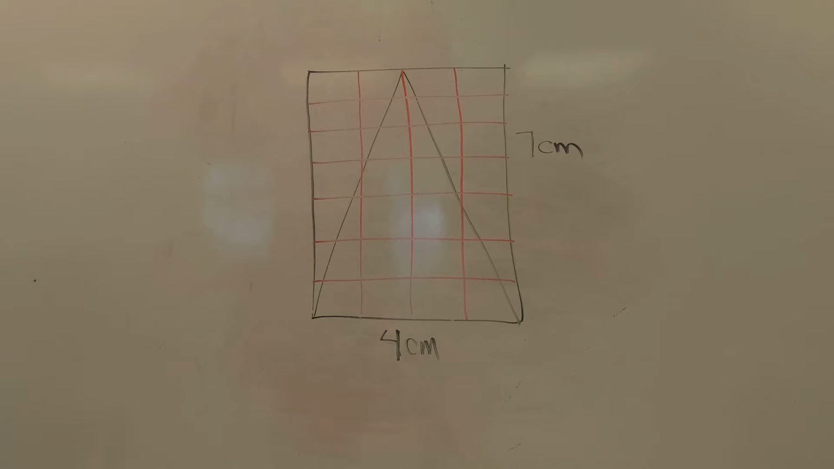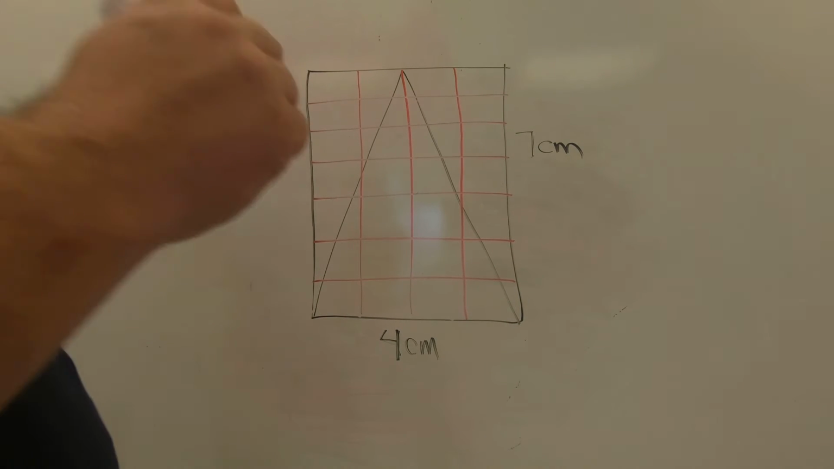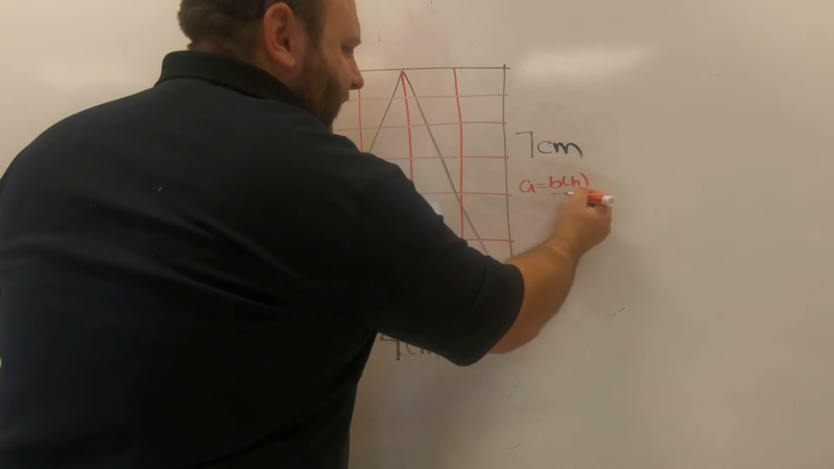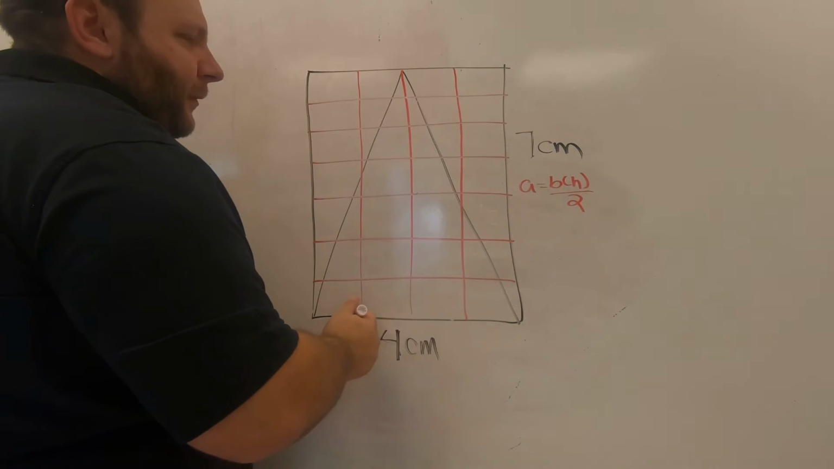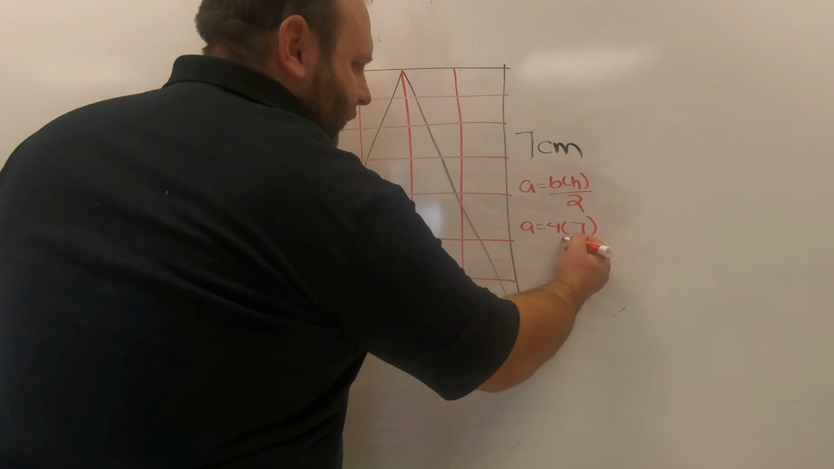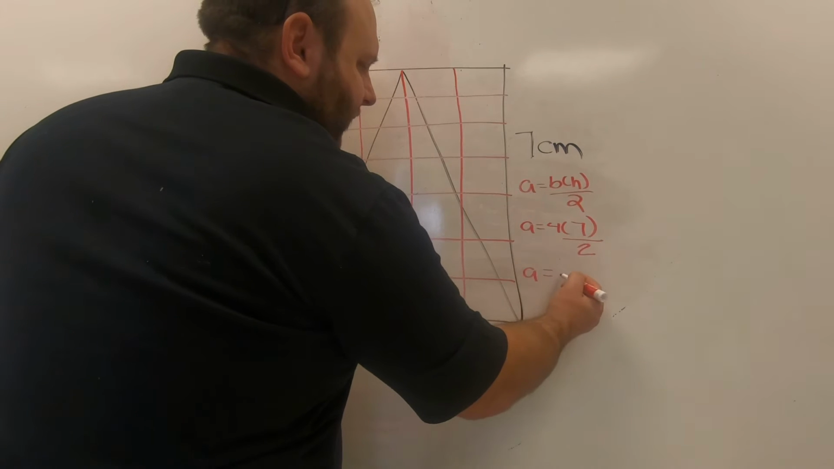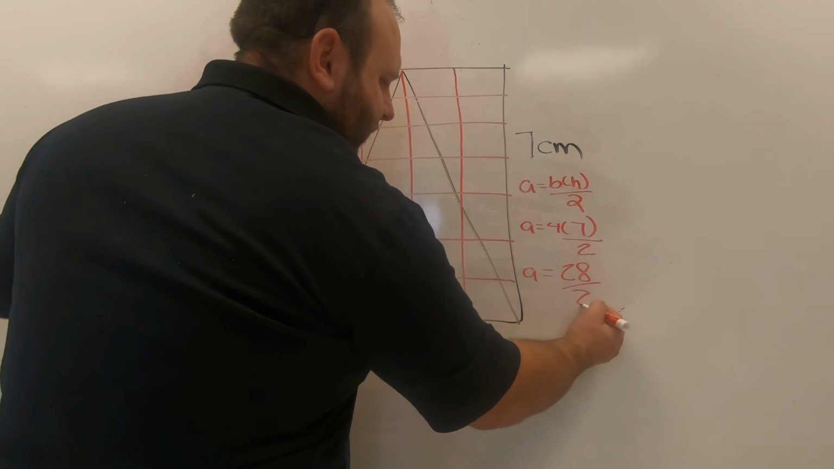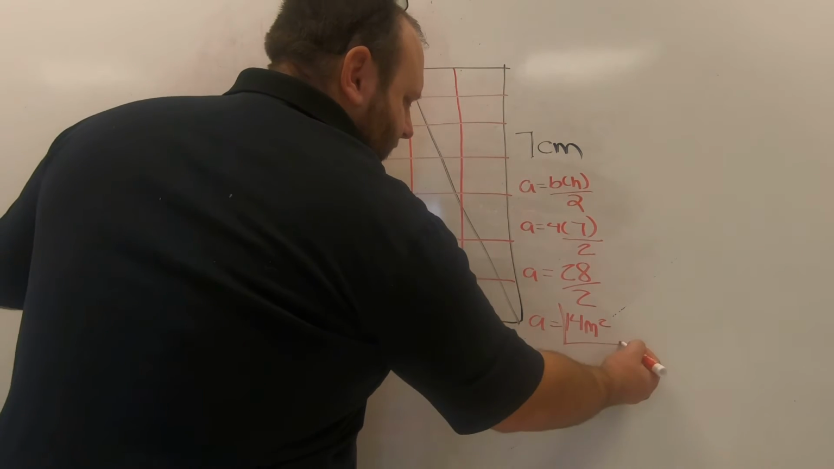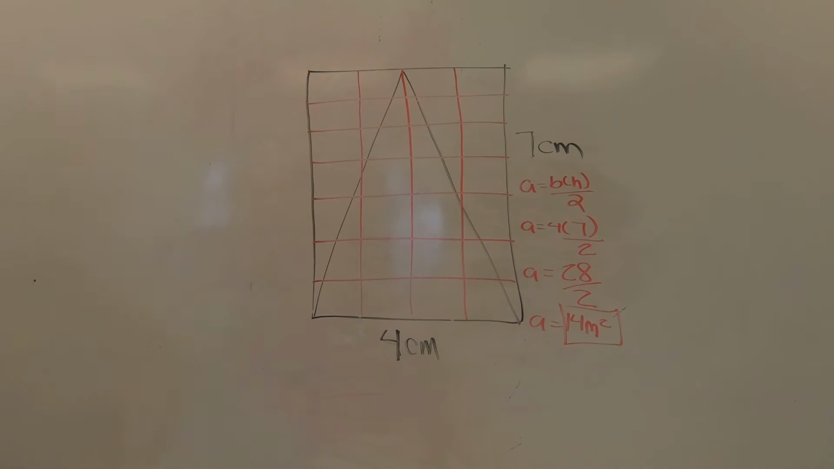Now, if we think back to our formula for how to find area of a triangle, we use the formula area equals base times the height divided by 2, because a triangle is half of a parallelogram. So the area would be, the base is 4, the height is 7, and we divide by 2. 4 times 7 is 28 divided by 2. And 28 divided by 2 is 14 meters squared. Okay, so this triangle has an area of 14 meters squared in total. That being said, let's go on and try a couple other examples.